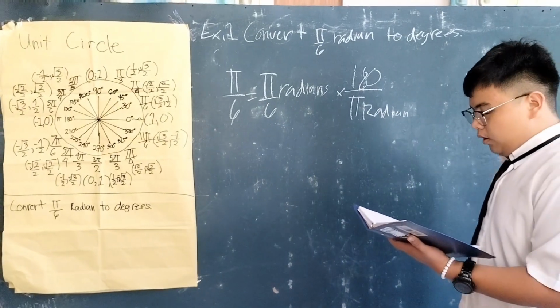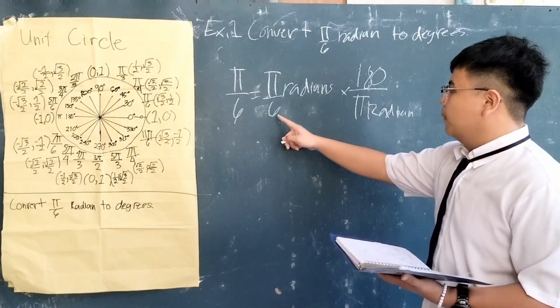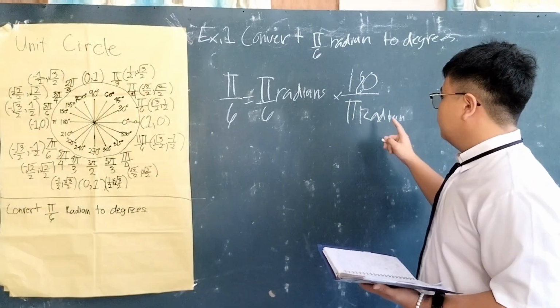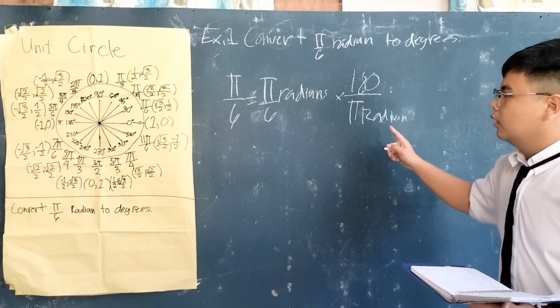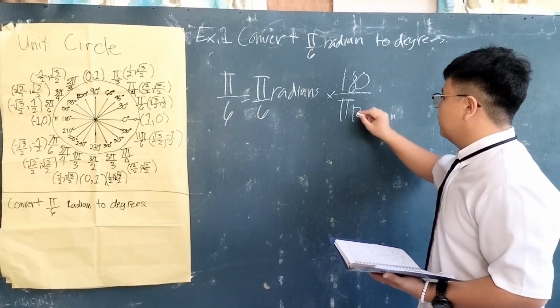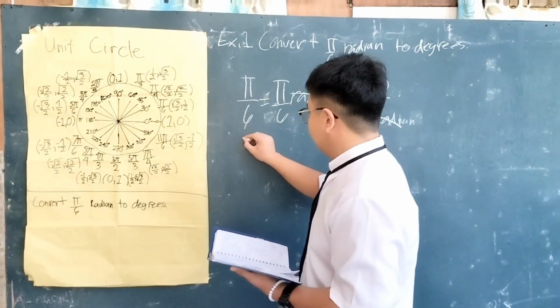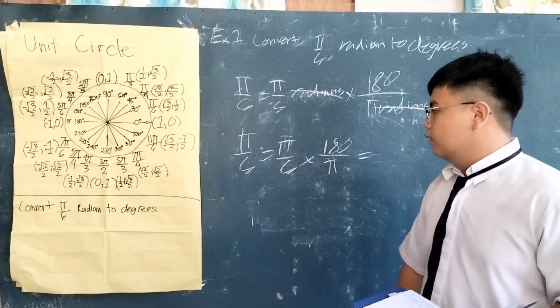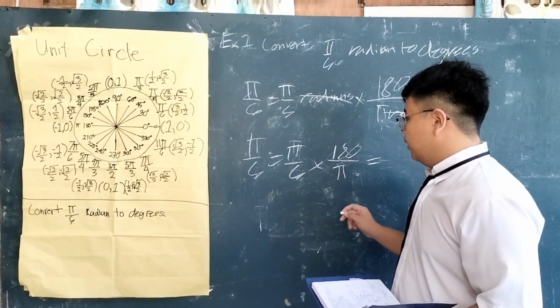Before we multiply this, we need to cancel out the units first. So the unit of this is the radian. And step 2 is to simplify the result. Okay, pi over 6 times 180 over pi.